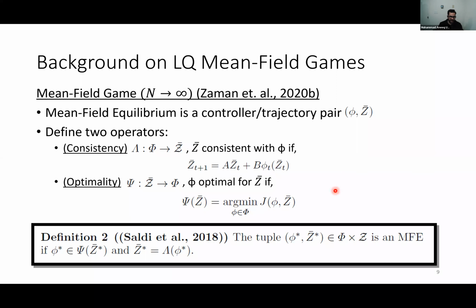And for optimality, this is a different operator, phi or psi. What it means is, given a mean field, what's the controller which is optimal for this mean field. Then the definition of mean field equilibrium is finally just the composition of these two operators: the equilibrium controller phi star is optimal for the equilibrium mean field trajectory z bar star, and z bar star is consistent with the controller phi star.